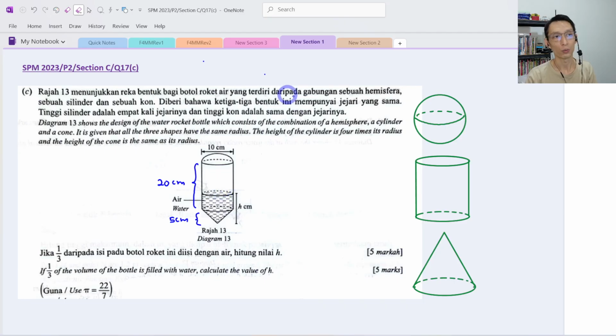But before this, we need to know how do we find the volume of a sphere, the volume of a cylinder, and also the volume of a cone. To find the volume of a sphere, we use the formula 4 over 3 pi r cubed. How about cylinder? Pi r squared height. How about cone? 1 over 3 pi r squared height. So now I'm going to use this formula to help me to find the total volume of this entire composite solid.